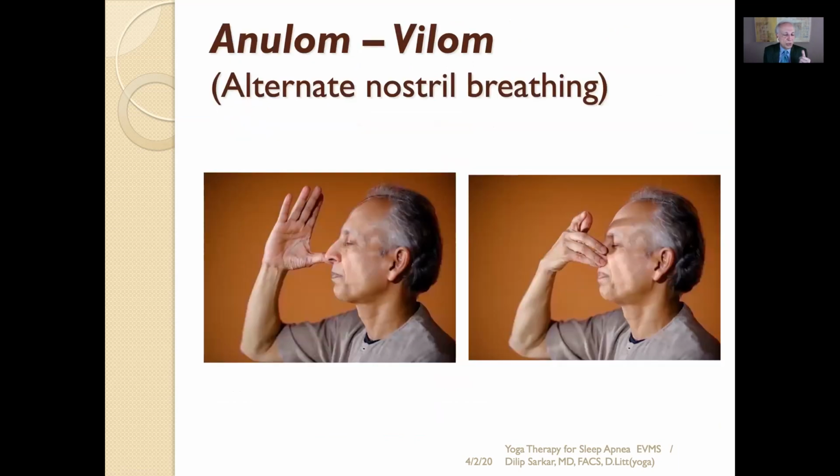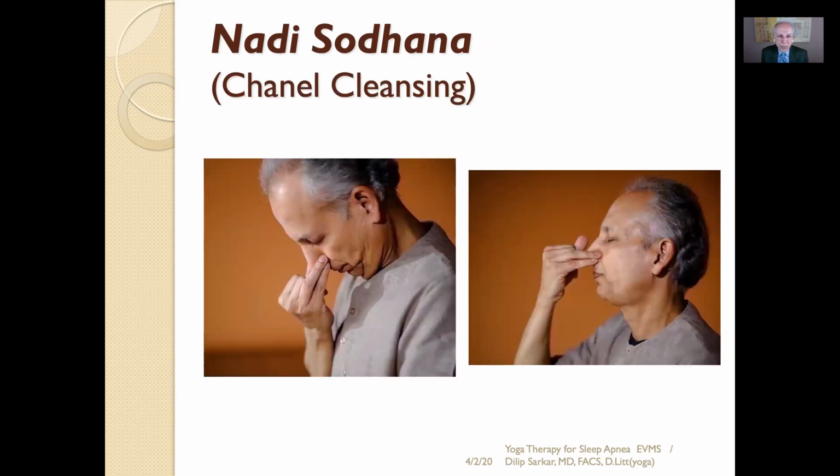The next one we do is called alternate nostril breathing. The left nostril is controlled by the right brain, and the right nostril is controlled by the left brain. So by doing alternate nostril breathing, we activate both sides of the brain and correct most of what is called lateralization. Like if I'm using my right hand, I'm always using my left brain. This is how to correct the lateralization.